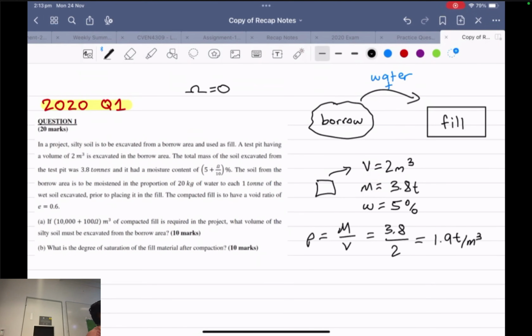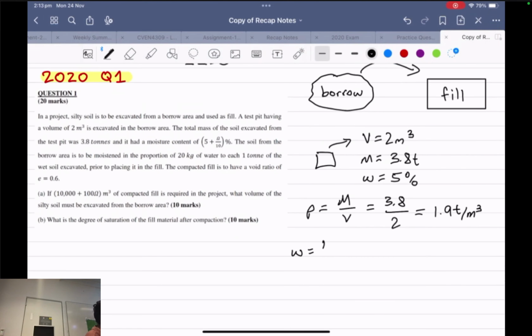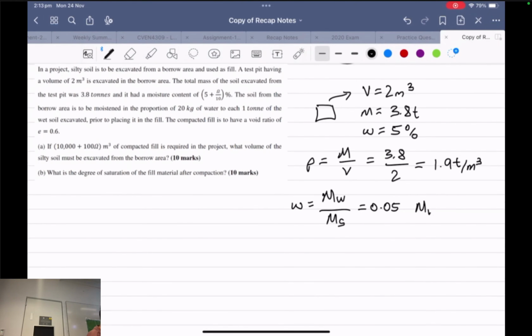What else can we do using the water content? Water content means mass of water divided by mass of solid, right? So mass of water divided by mass of solid, we're told, is 5% or 0.05. That means that mass of water is equal to 0.05 times your mass of solid. Right, so that's a relationship. Whenever you're given water content, always try and derive a relationship between mass of water and mass of solid. So we have that, and that was all from a test soil. Keep in mind, we don't have to worry about that test pit anymore. That was just to give us some information.